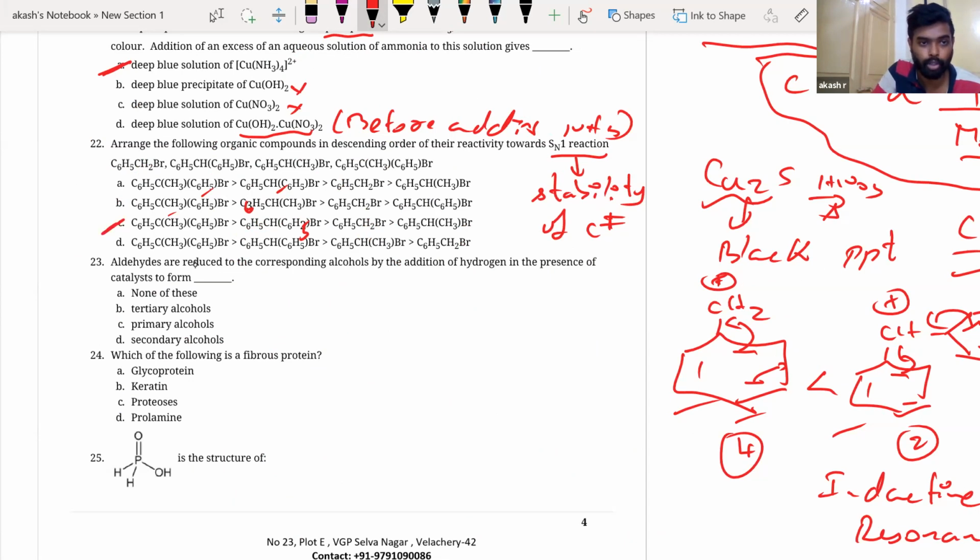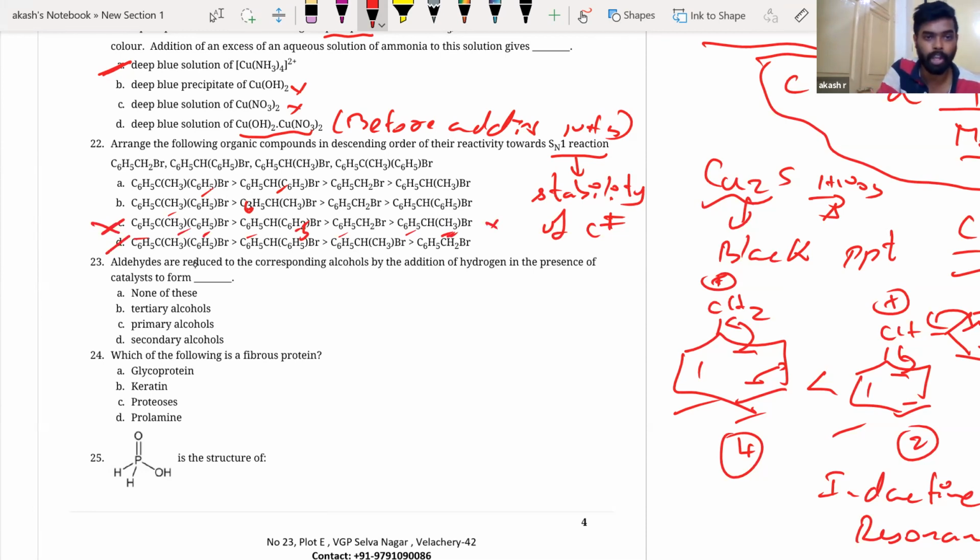This has two phenyl rings on one methyl group. This has two phenyl rings. This has only one. Both of them have only one phenyl ring, but here I have an extra electron donating group. This is wrong. This should come before this. The correct answer is option B.